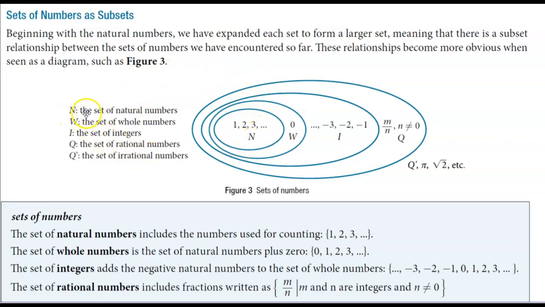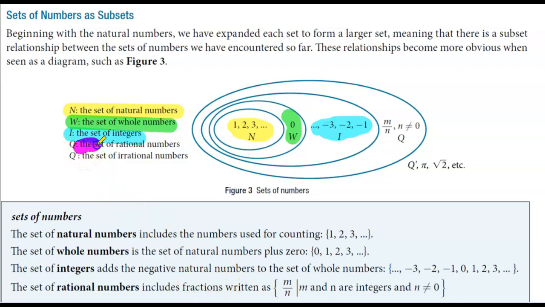Now, capital N here represents the set of natural numbers. So recall that this represents the natural numbers 1, 2, 3, and so on, which are the counting numbers. Then we use W as the set of whole numbers. So if you look here, that means it's including the 0. Then we have the set of integers, which includes the negative numbers.